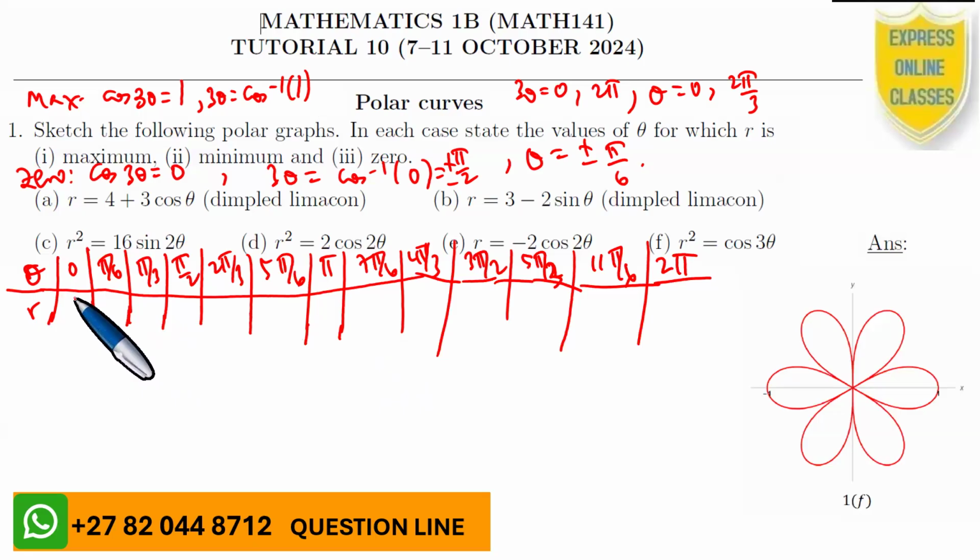0. This is going to be a 1. Okay, but yeah, I'm going to take the square root because it is r squared equals cosine 3 theta. Then we're going to deal with r equals plus or minus the square root of cosine 3 theta.